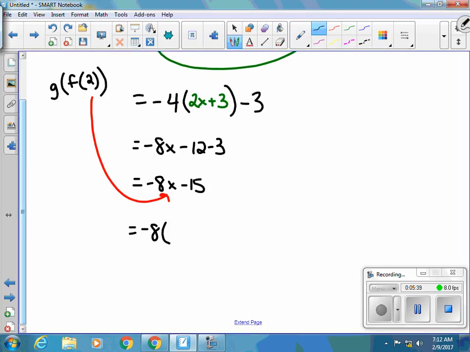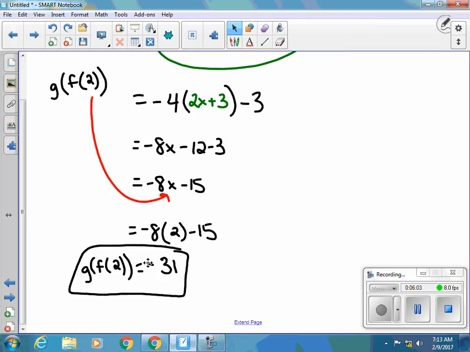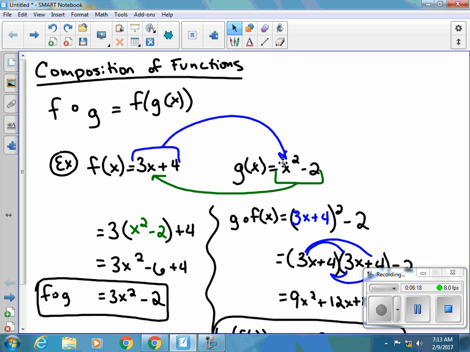So I now have negative 8 times 2 minus 16, or minus 15, sorry, I'm already doing the multiplication in my head. So now we know that we've got negative 16 minus 15, which is going to give us a negative 31. So that is how we do our composition of functions. Like I said, it doesn't always have to be two different functions. It could be the same function. They could plug in a number, or it could be general like this.